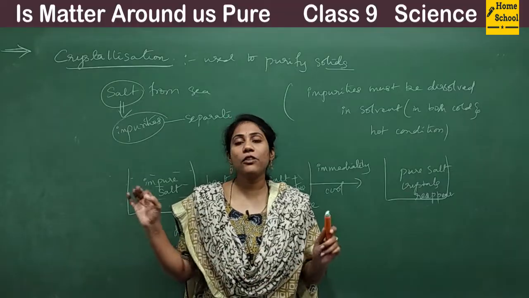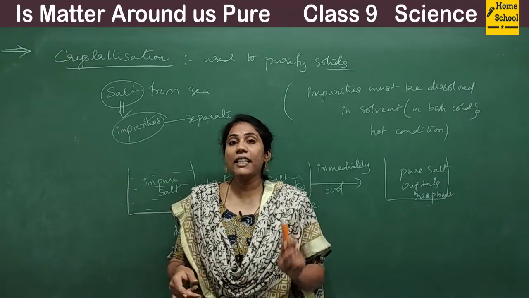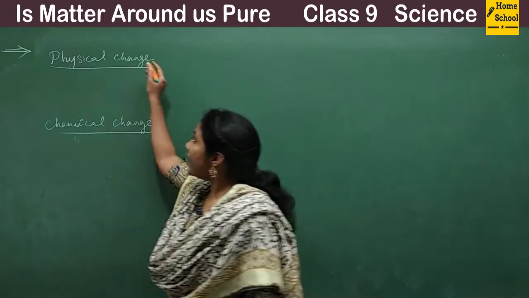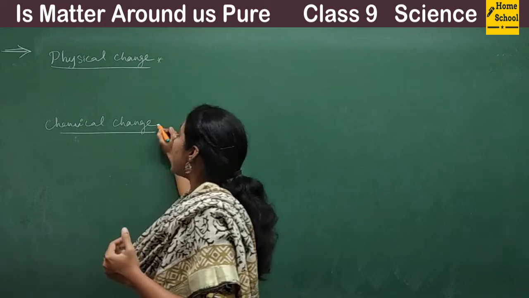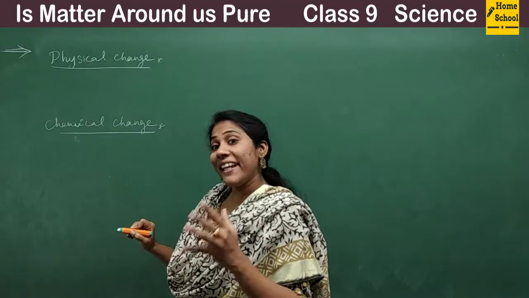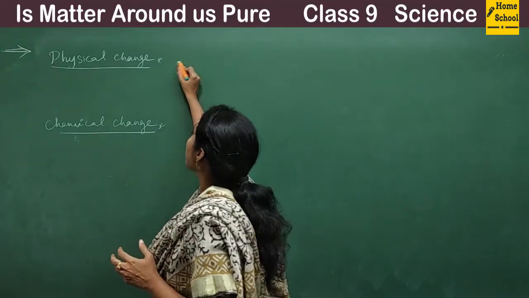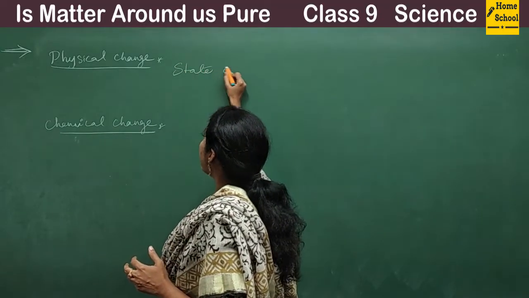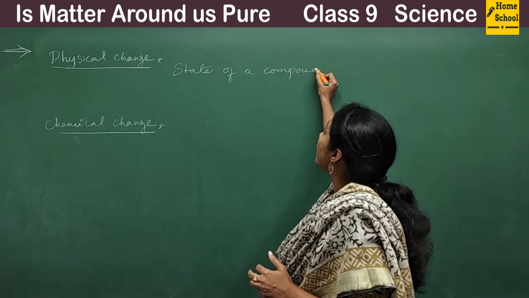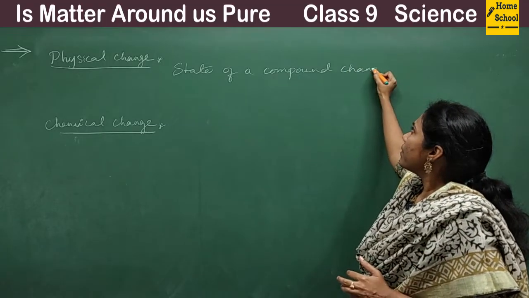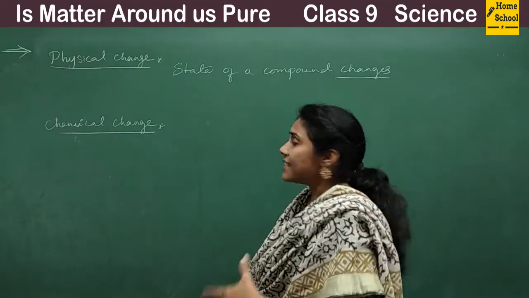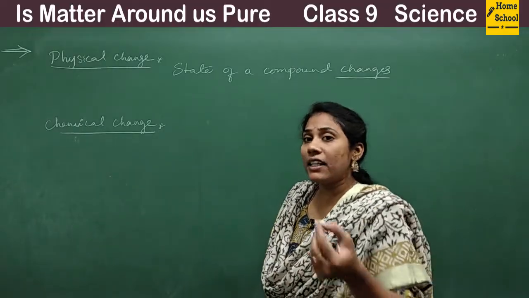So now let us quickly understand physical and chemical changes. It's very important to understand the meaning of the words physical change and chemical change. Physical change means only the state of a compound is changing. The state of a compound or a molecule changes. State, or physical state, means solid, liquid or gas.